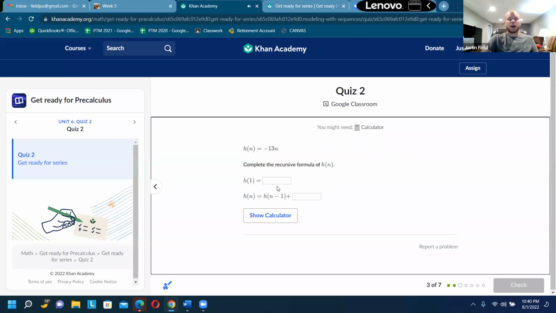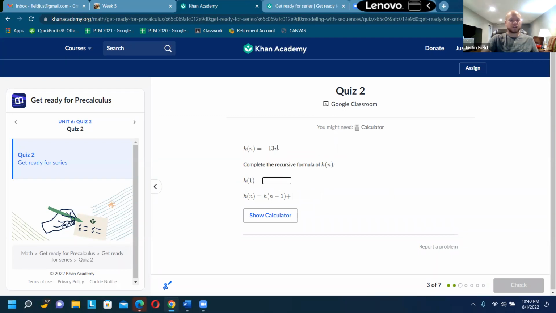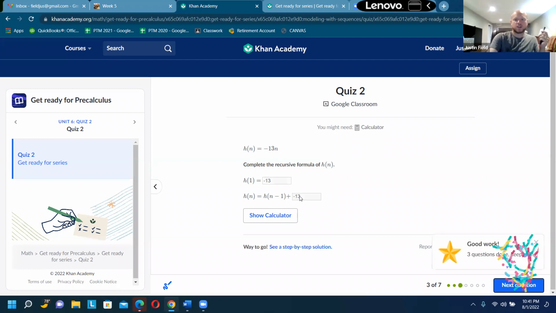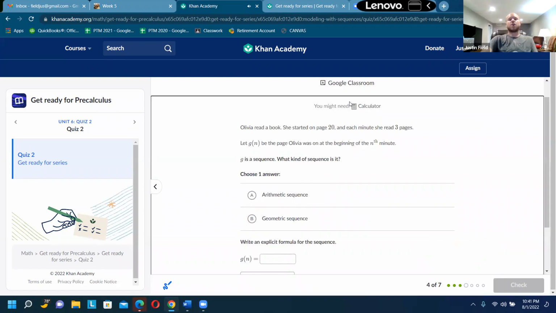Okay, the first term, if I substitute in 1, that would be negative 13 times 1, or negative 13. What are we adding each time? We are adding negative 13.